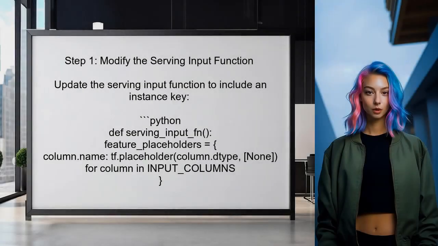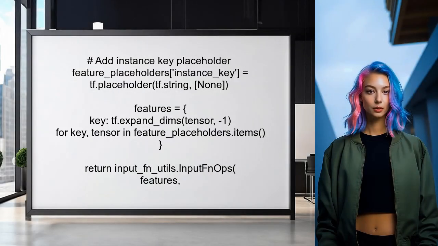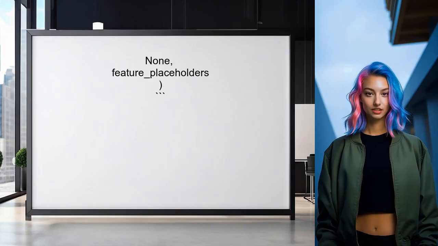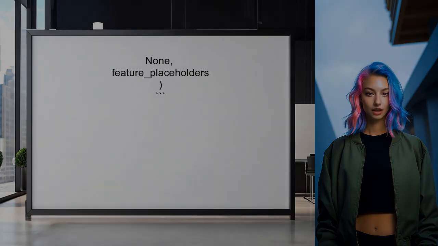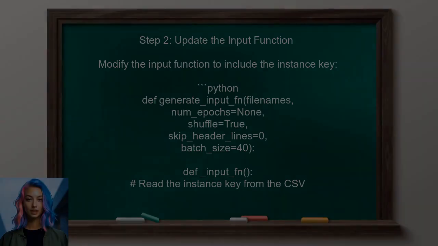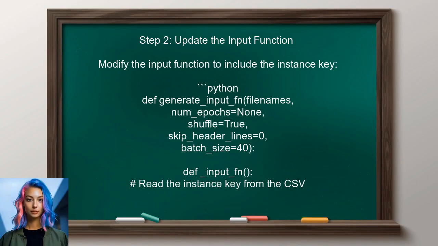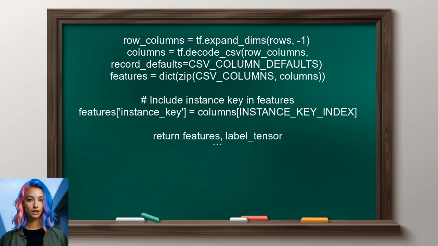To begin addressing the user's issue, we need to modify the serving input function to include an instance key. This key will allow us to track predictions back to the original input data. Next, the user should update the input function to read the instance key from the input data. This ensures that the key is passed through the model during prediction.